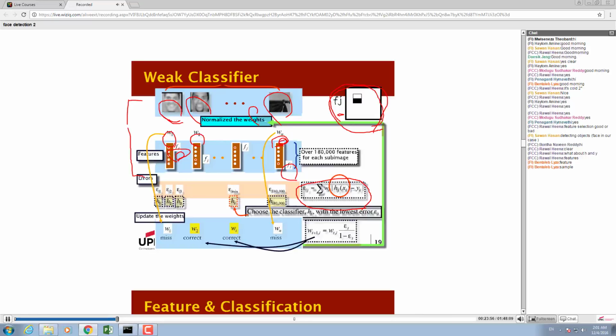Okay. So in this algorithm, the first step is to calculate this error EJ for every FJ. So it means for all 180,000 features, we have to calculate all 180,000 errors. Okay, it's a lot of numbers, but it is done by the CPU, not yourself, so it's not a big deal. Anyway, that is the first step.